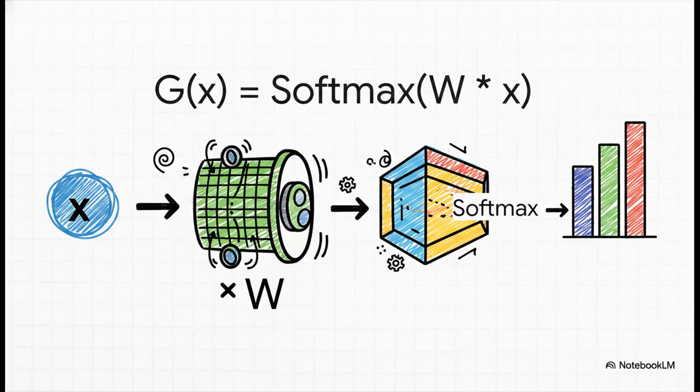And all of that complex decision-making comes down to this one surprisingly simple function. G of x equals softmax of W times x. Now, don't let the notation intimidate you. This is actually pretty straightforward. This formula is the engine that drives the whole MoE layer. Let's break down what each part does.